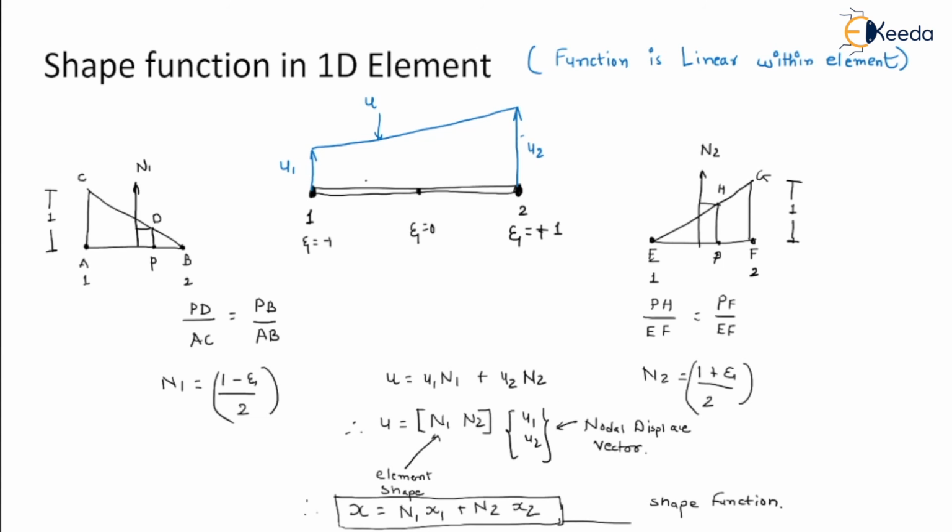So this is how you can derive the shape function. At any step, if you find it difficult, you can pause and see it again. Hope you understood it. In the next lecture, we are going to derive the stiffness matrix for the same 1D element.